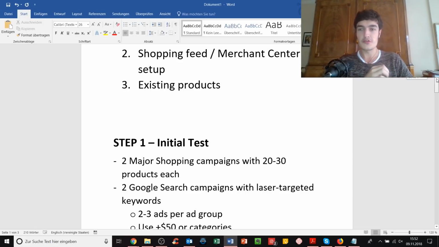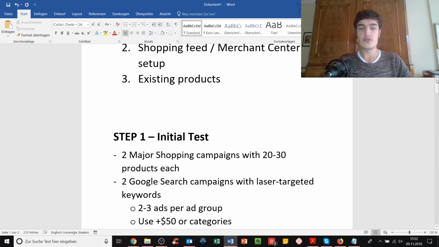So when you start a new search ad, you want to make sure that you get the highest click-through rate possible and the lowest CPC possible. And this is only doable if you start with 2 or 3 ads per ad group. And I recommend that you use products for at least $50 or like categories.